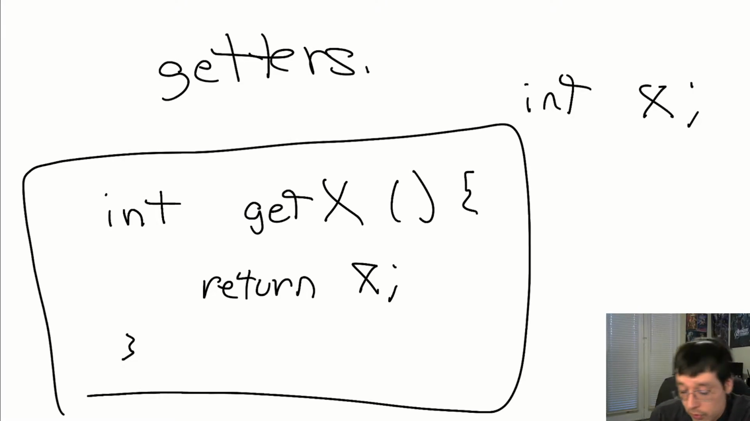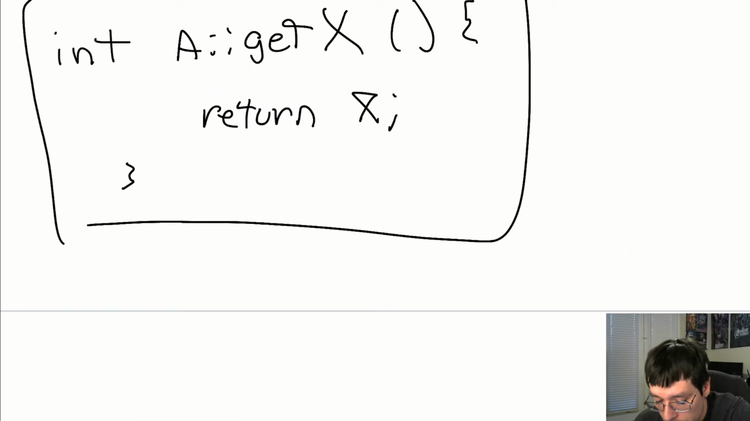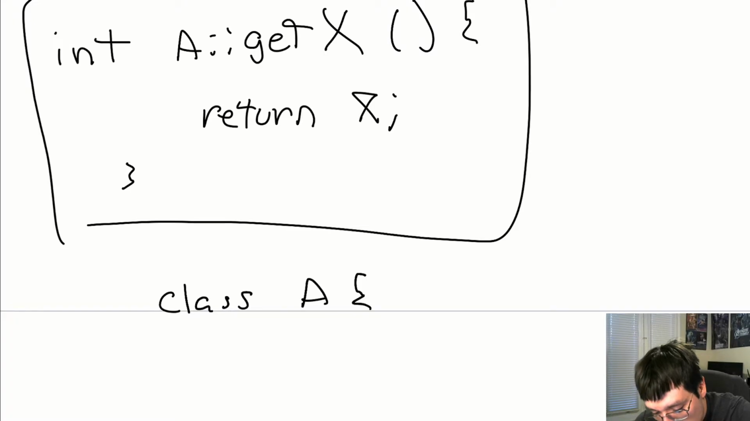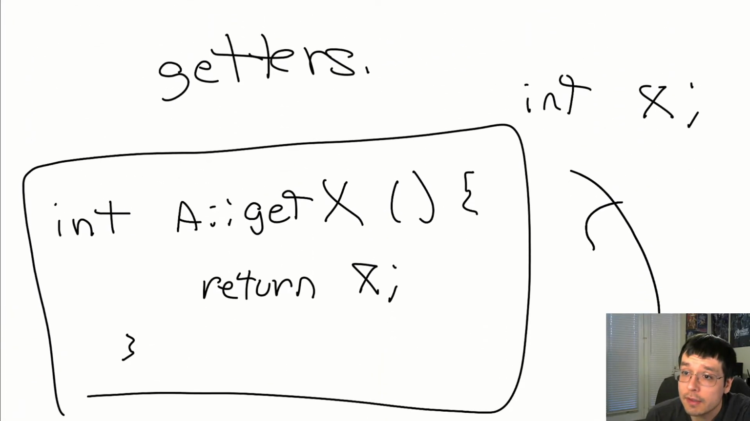If you're writing this outside the class, and let's say the class is called A, you would do A::getX like that. Somewhere in your class you would have int getX, a function that you're going to define later. So this would actually go above it. But yeah, that's the point.